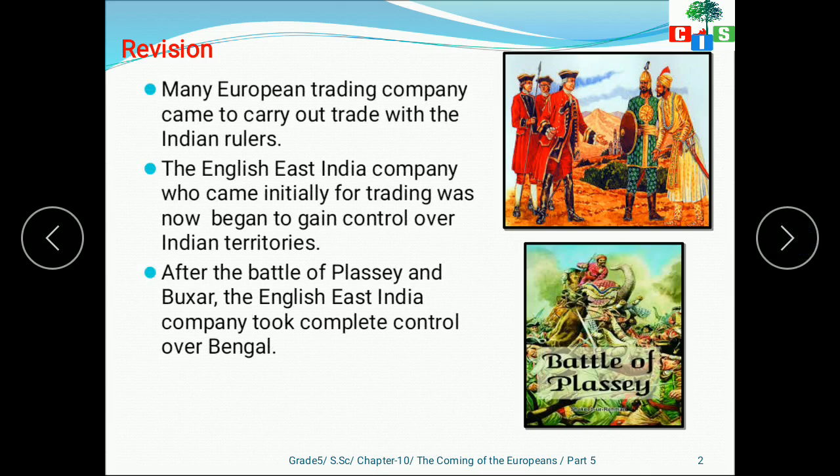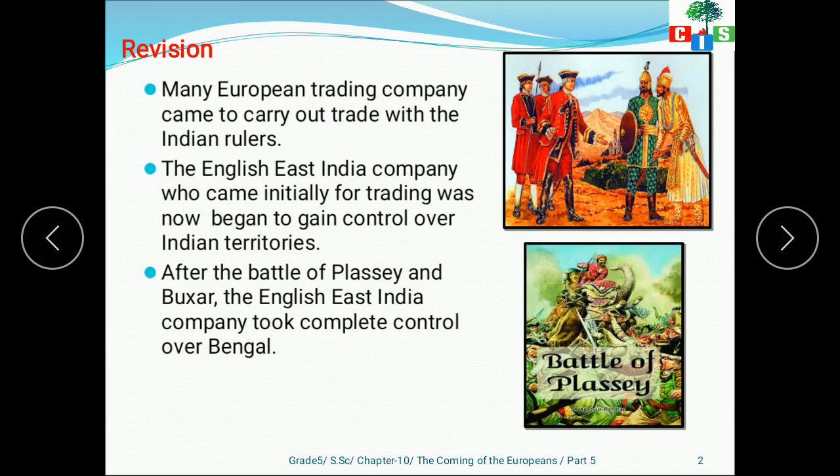So we have seen that in our country many European trading companies came to carry out trade with the Indian rulers, right? So who all were the European trading companies? One is Portuguese, Dutch, French, and at last the English East India Company, right? Now the English East India Company was very powerful, and came initially for trading only, but later on they began to gain control over Indian territories. Okay, now how did they gain control over the Indian territories?